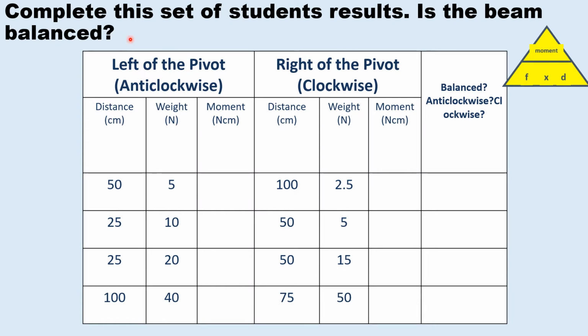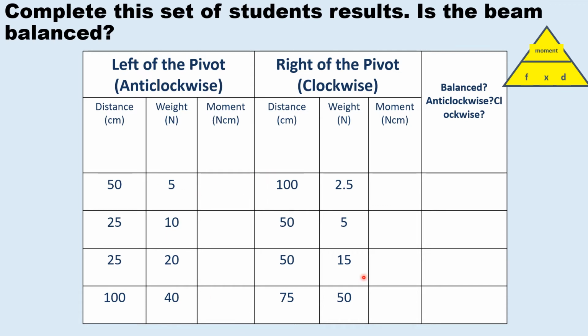So what I'd like you to do here is complete this set of students' results. Is the beam balanced? Say the student looked at several of those beams with the meter rule and different masses on each end, and then they measured the distance and the weight of each, and then they need to calculate the moment. So remember, we've got the equation triangle up here. Moment is force, or well, the force is the weight, so that's in newtons, times distance. So you would do, for example, 50 times 5, and then that would be your newton centimeters. So pause the video here, have a go at that.